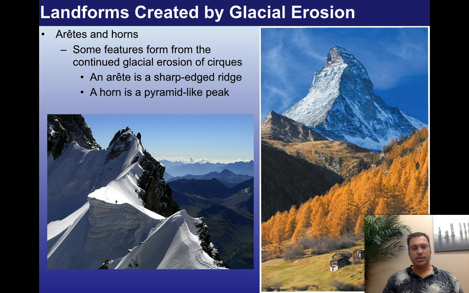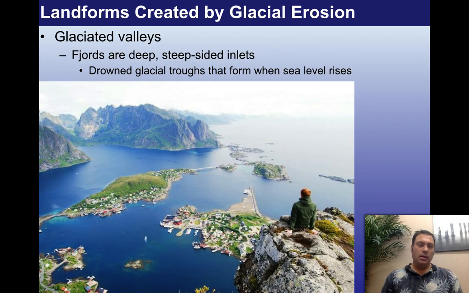Real adventure seekers like to go and climb these aretes. A horn is a pyramid-like peak, and it's formed basically where 2 aretes come together. The most famous of which is, of course, the Matterhorn in the Alps. That's what this picture is.